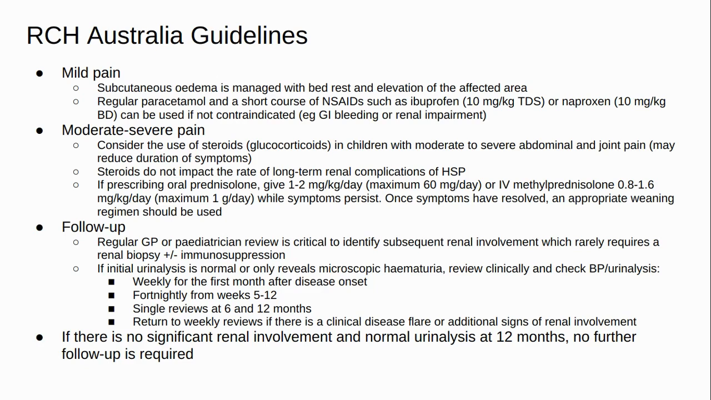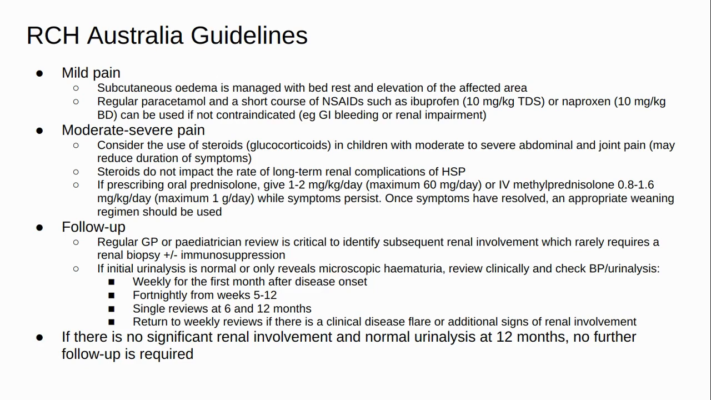Follow-up is crucial to monitor for potential complications, particularly renal involvement. Regular reviews by a general practitioner, GP, or pediatrician are recommended. In cases where there is no significant renal involvement, the frequency of reviews can be adjusted. To identify subsequent renal involvement, regular urinalysis is essential. If the initial urinalysis is normal or reveals only microscopic hematuria, the following schedule should be adhered to.